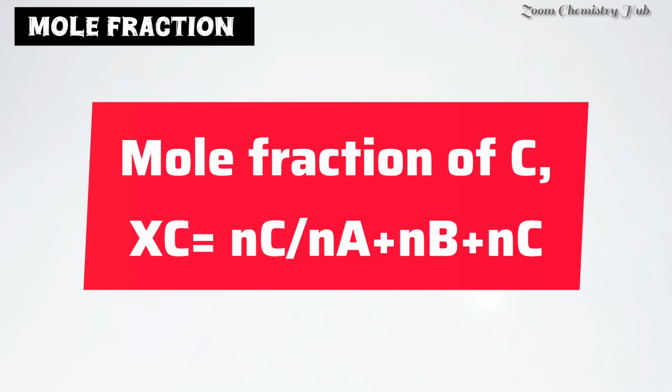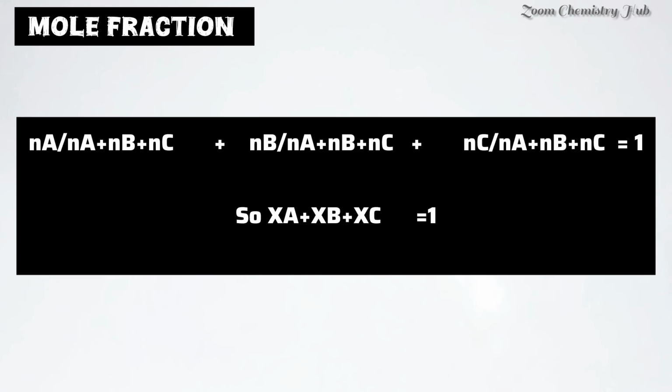And if we sum the mole fractions of all the components, then we get 1. So the sum of the mole fractions of all the components is unity. So the mole fraction of A plus the mole fraction of B plus the mole fraction of C is equal to 1.